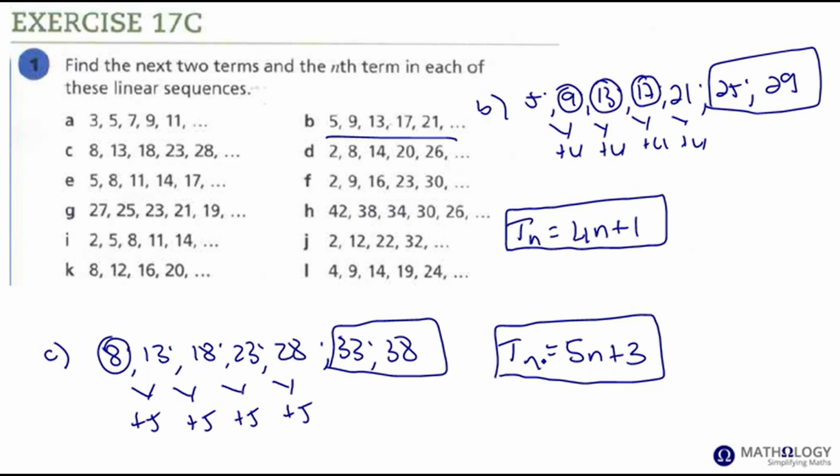Now let's check. When n equals 2, we should get 13. So 5 times 2 is 10. 10 plus 3 is 13. Correct. When n equals 3, the third term, we should get 18. 5 times 3 is 15 plus 3 is 18. So when the first 3 terms check out, then we've got the correct nth term.